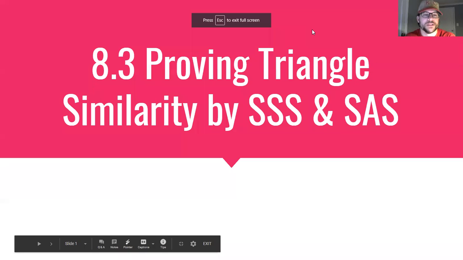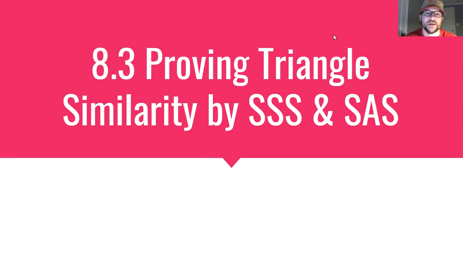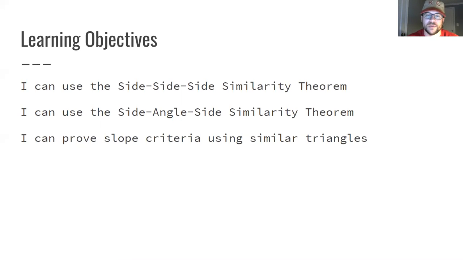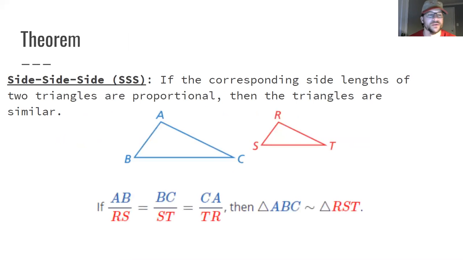All right, this tutorial is on the Big Ideas Geometry section 8.3, Proving Triangle Similarity by SSS and SAS. And those two things, similar to when we talked about congruency theorems, are the side-side-side similarity theorem, side-angle-side, and being able to prove slope criteria using similar triangles.